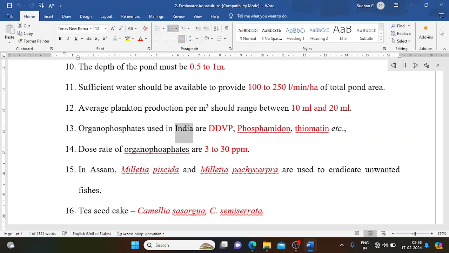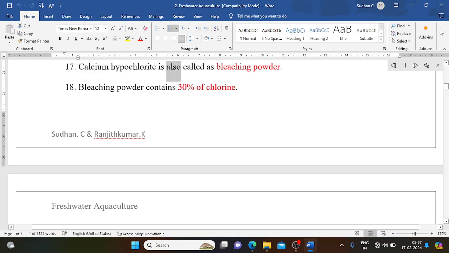Organophosphates used in India are DDVP, phosphamidon, thiamidon, etc. Dose rate of organophosphates is 3 to 30 ppm. In Assam, Milletia piscidia and Milletia pachycarpa are used to eradicate unwanted fishes. Tea seed cake, Camellia sasanqua, C. semis irrata. Calcium hypochlorite is also called bleaching powder.